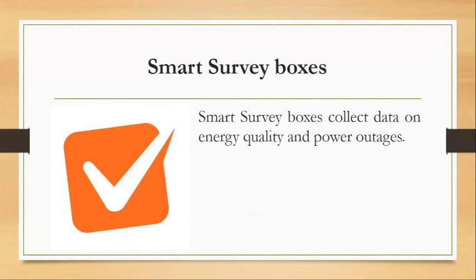The next one is the smart survey boxes. It collects data on energy quality and power outages. At first, smart survey boxes would seem to be an unlikely candidate that can help end poverty. It is important to note that during a crisis event, having the right data could be what separates the best response from a wrong action. It is an automated information collection which leaves very little room for human error and minimizes or even eliminates placing volunteers in unsafe areas.